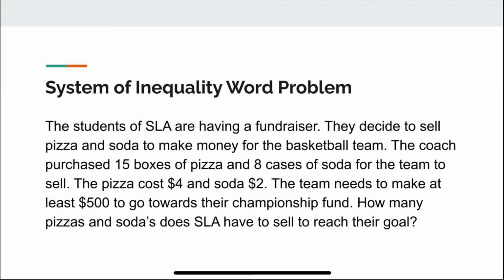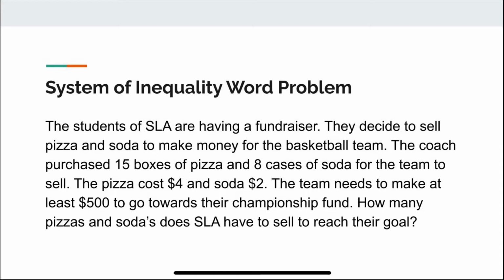System of inequality word problem. Step 1 is to read the system of inequality word problem. The students of SLA are having a fundraiser. They decide to sell pizza and soda to make money for the basketball team. The coach purchased 15 boxes of pizza and 8 cases of soda for the team to sell.